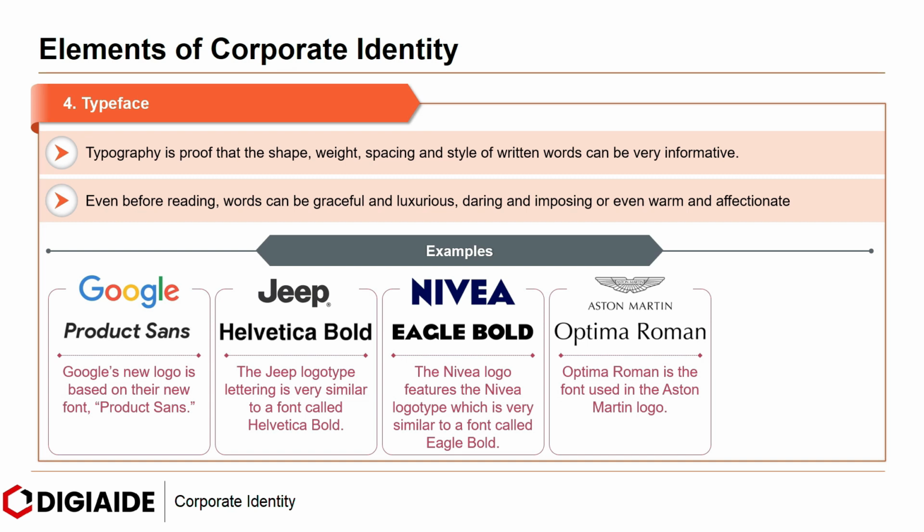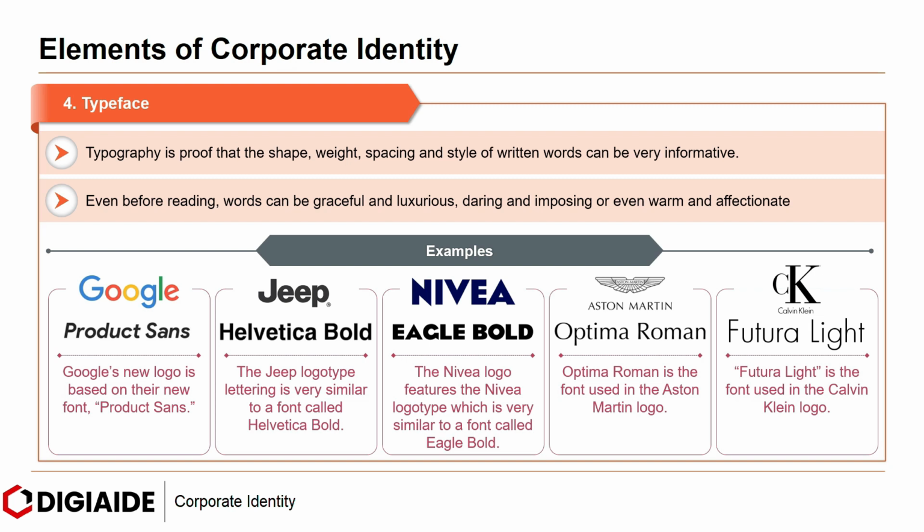Optima Roman is the font used in the Aston Martin logo. This font is designed by Herman Zapf. Then comes Calvin Klein. Futura Light is the font used in the Calvin Klein logo. This font is designed by Paul Renner and published by URW Type Foundry.